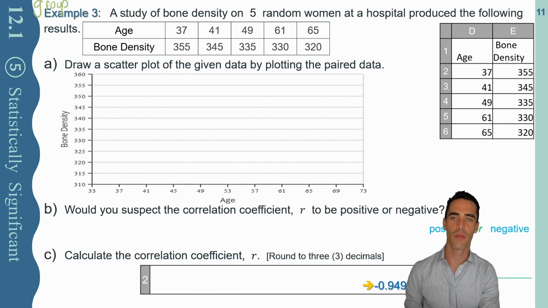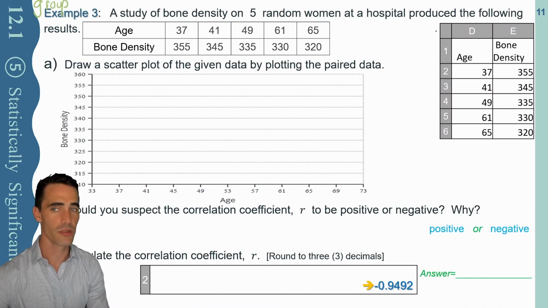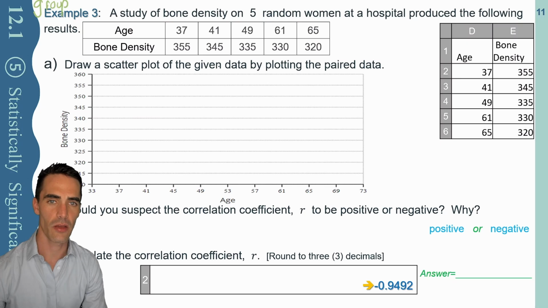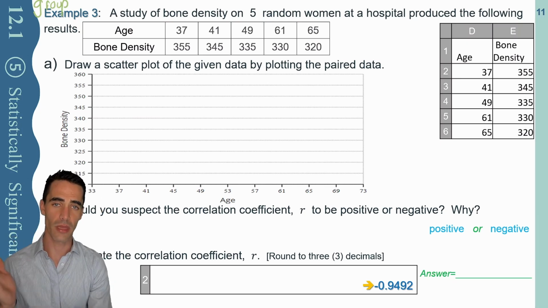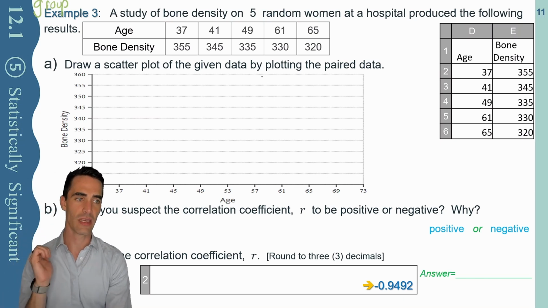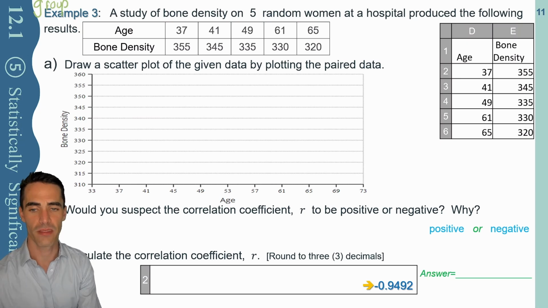Here's our next example. A study of bone density on 5 random women at a hospital produced the following results. We have different ages here, anywhere from 37 to 65, and different bone densities. And it looks like one can observe 355 down to 320 as women age at this particular instance. It looks like as they age, their bone density decreases. Let's see if we can get a good idea by plotting exactly these points.